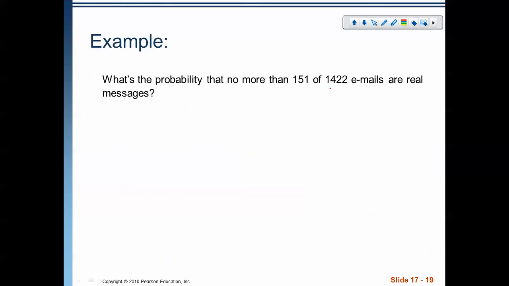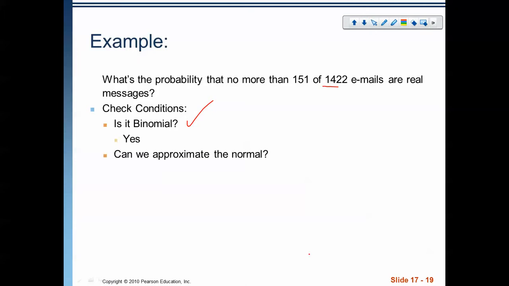So let's first check some things here. What's the probability that no more than 151 out of 1,422 emails are real messages? Let's check our conditions. Is this a binomial situation, first of all? And the answer to that question is yes, it is a binomial situation, because I have a fixed number of trials, 1,422. Yes, this is a binomial situation.